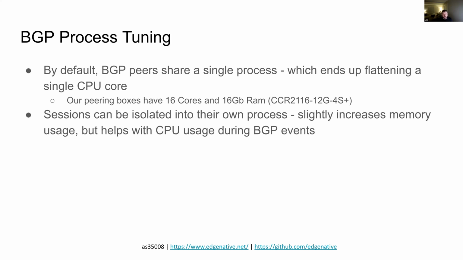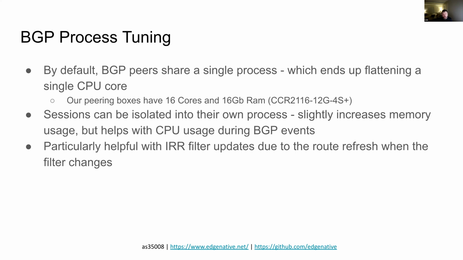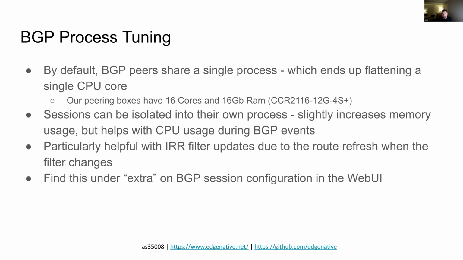You can actually separate the sessions into their own process. Slightly increases memory usage, but it does help with CPU usage during BGP events. It essentially allows you to shard each of these into their own process, which can get spread across the CPU cores much more nicely. As I say here, particularly useful when you're doing the RR filters because of that route refresh, especially if you have a peer that has a ton of prefixes. And you can find this under the extra section of the BGP session configuration in the web UI. It looks a little bit like the diagram here.